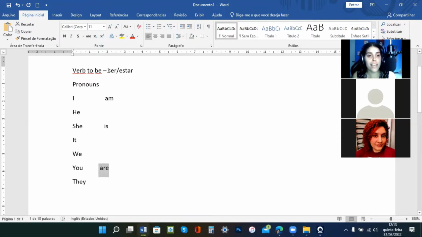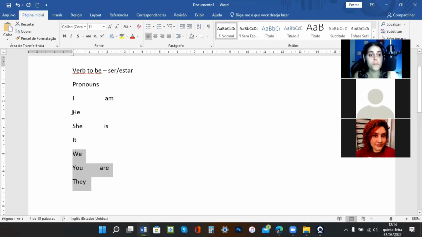Se o verbo to be é ser ou estar, então I am é eu sou ou eu estou. He is, ele é, ele está. She is, ela é ou ela está. We are, nós somos, nós estamos. You are, você é, você está. Vocês são, vocês estão. E, por fim, they are, eles são, eles estão, elas são, elas estão.